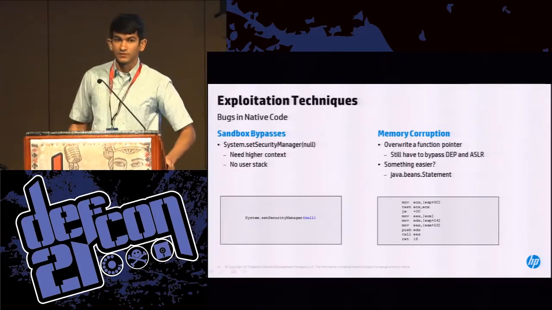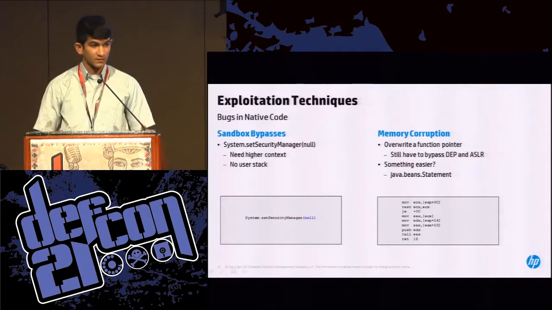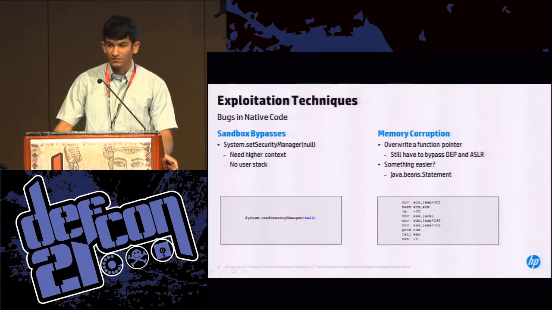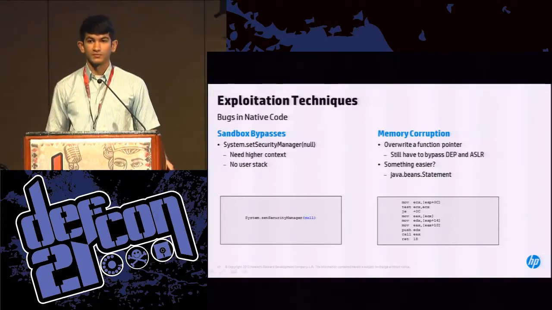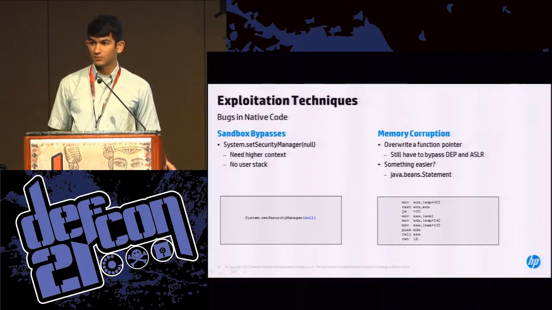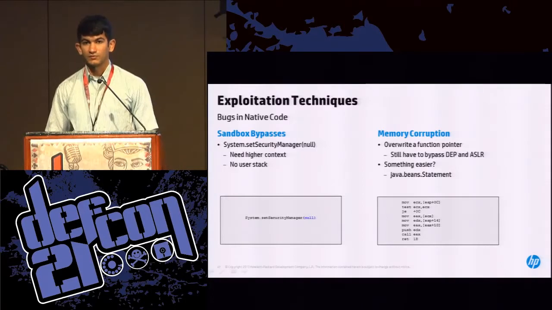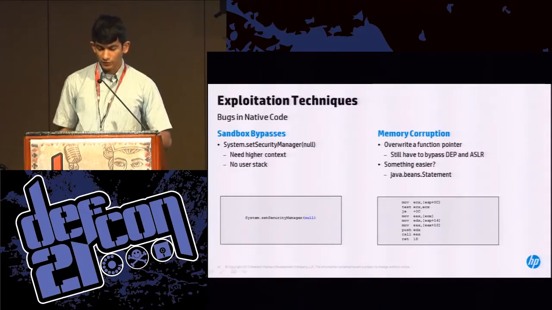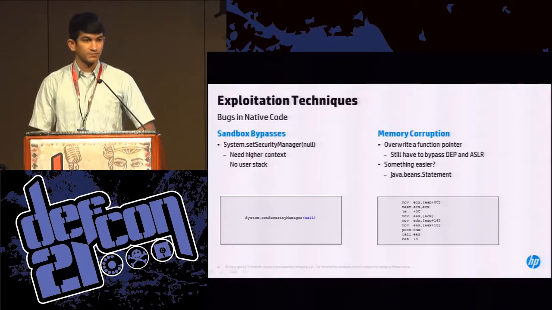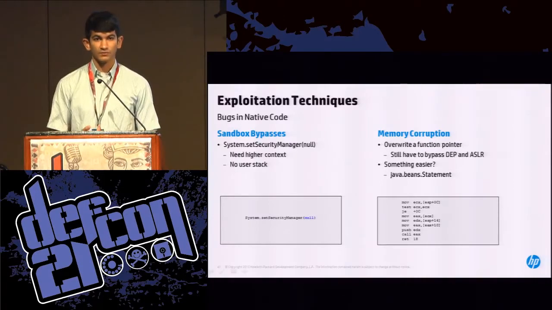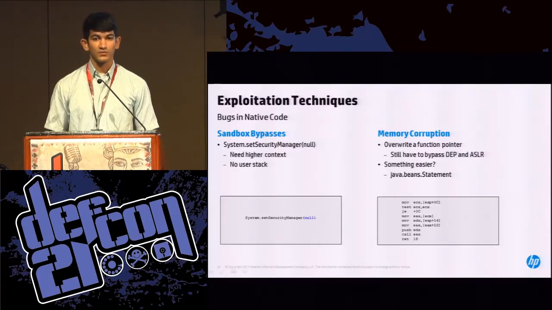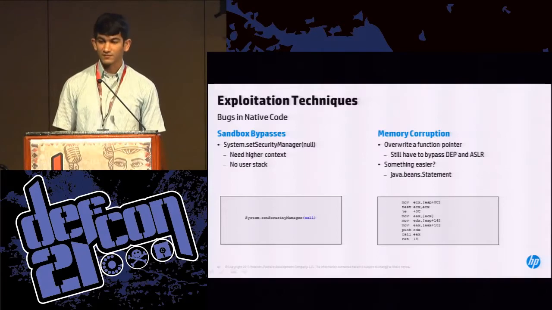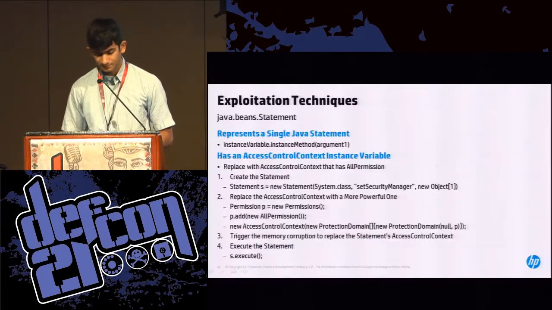Alright, so the main goal with Java exploitation, at least with sandbox bypasses, is to run system.setSecurityManager and pass null as the argument. This has the effect of nullifying the security manager, which means at that point you can run or download anything you want. For memory corruption, you usually have your usual techniques such as overwriting a function pointer, but you still have to bypass DEP and ASLR. Something that's potentially easier is a technique that was given to us by Vitaly Toropov, which is to make use of the Java Beans statement class. And I'll go into that on the next slide.